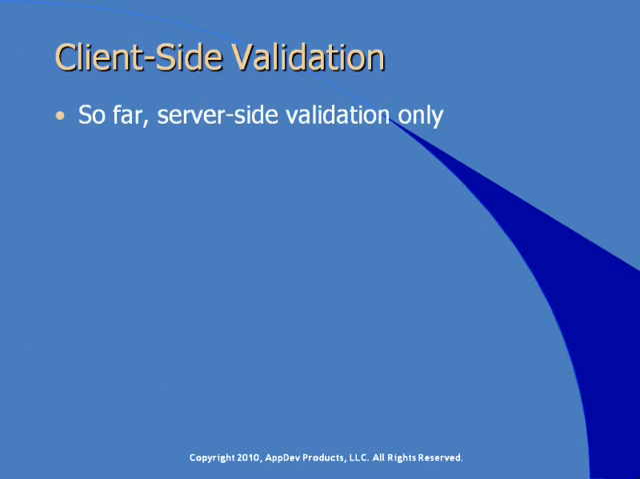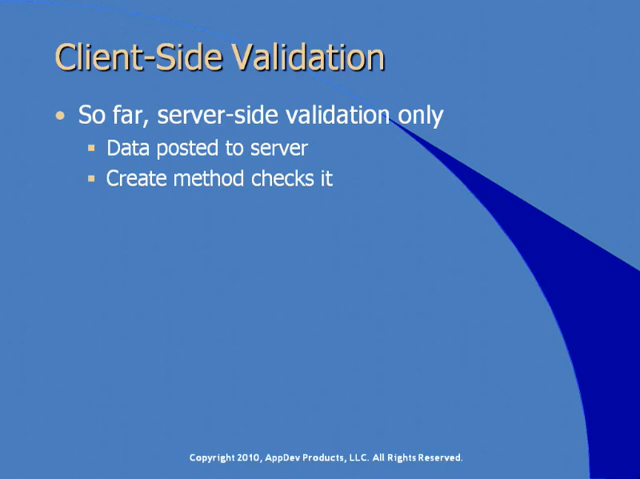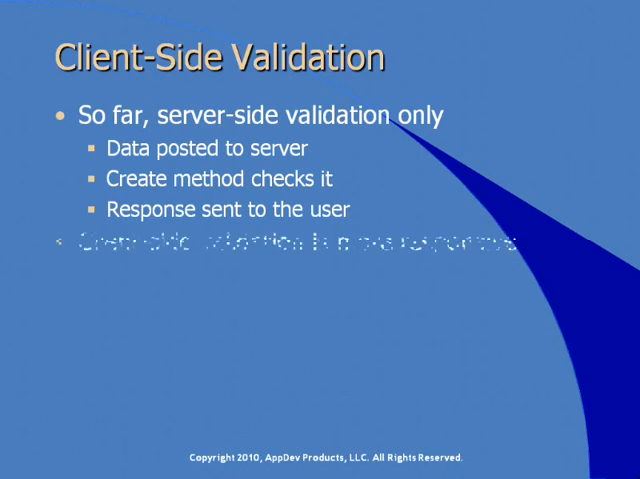All of the validation that I've shown you so far has been server-side validation. That means that the data is posted back to the server. The create method of the product controller checks it, and then it generates some response that's returned to the user. That's probably a reasonably acceptable user interface, but it can be much better. If validation also occurs on the client, the user interface is even more responsive to the user. As the user fixes problems with the data and leaves an input element, the error messages disappear. So that's a much richer user interface.